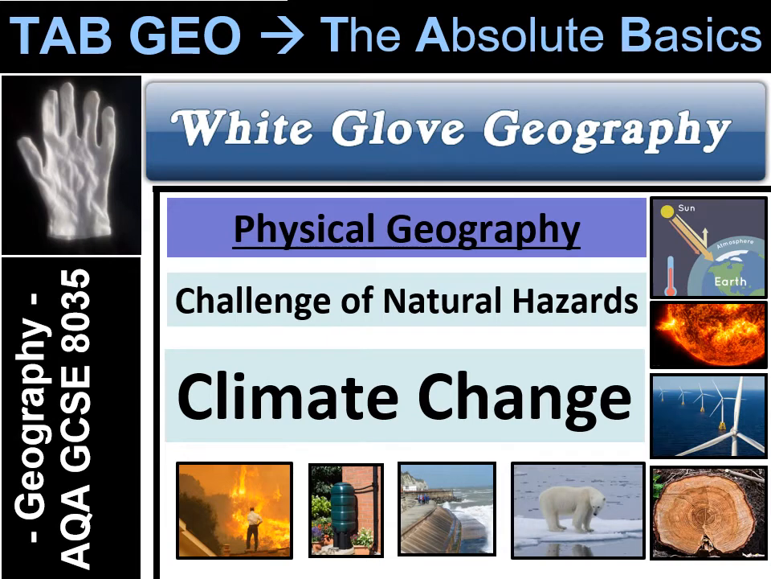Today we're looking at the Geography GCSE AQA course, the physical geography section on climate change within the natural hazards section. We'll be looking at the causes of climate change, both human and natural, the effects of climate change upon people and the environment, and also how to mitigate and maybe adapt to climate change effects.